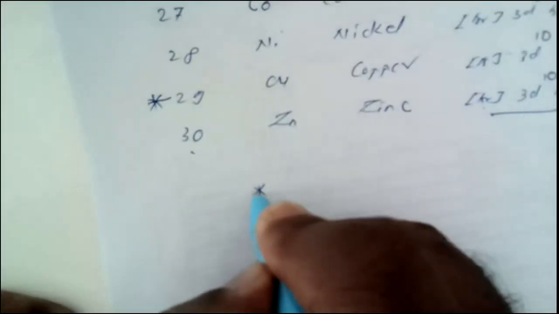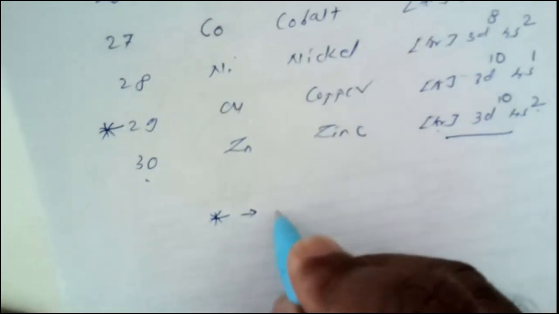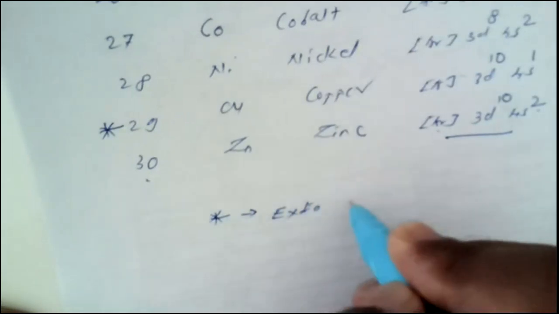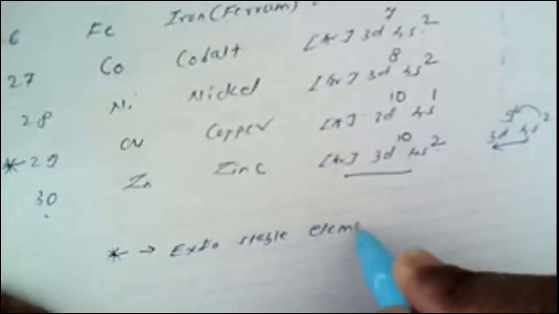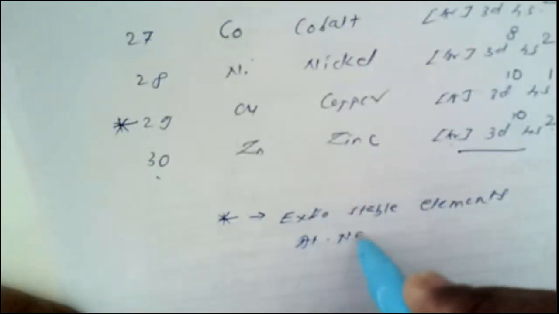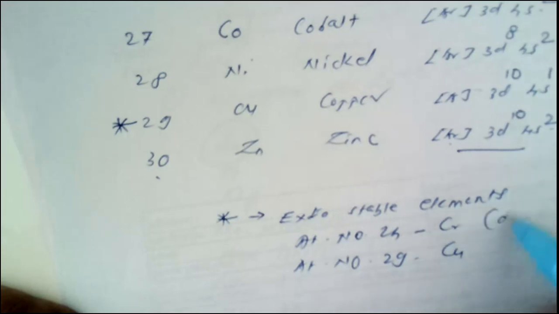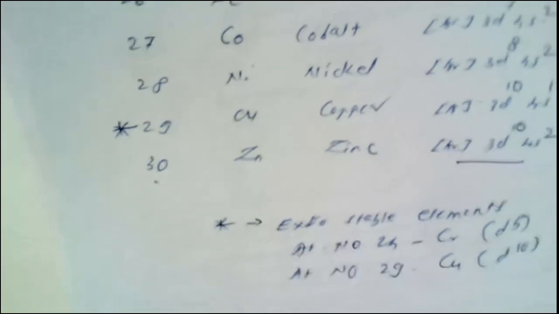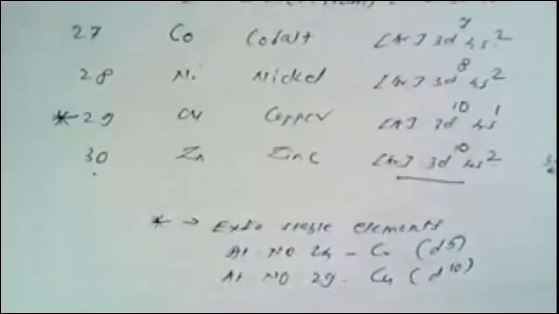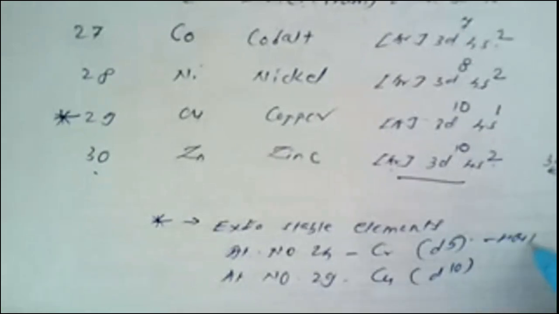Here in your notebook, you have to write like this: extra stable elements. Which are those? Atomic number 24, chromium. Atomic number 29 is copper. They are having d5 or d10 configurations respectively. So d5 means completely half filled orbital and d10 means completely filled orbitals.